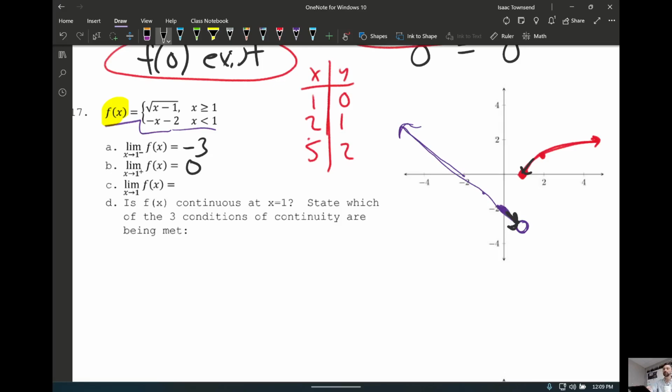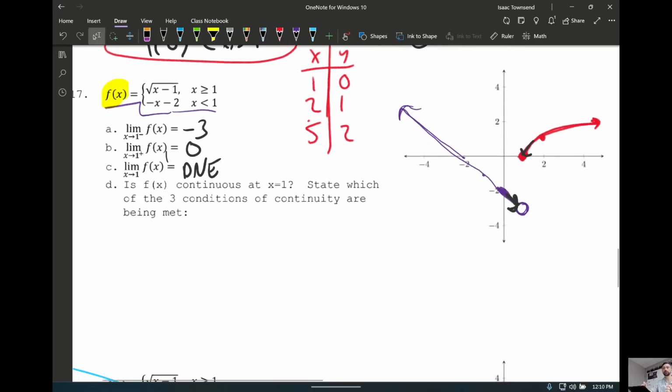We're telling you what x value to approach. You should be answering with y values. And if it's approaching -3 on the left and 0 on the right, then that limit does not exist. It has to approach the same thing from the left and from the right. Again, you've been practicing these. Practice a little bit more when we get to the test review.